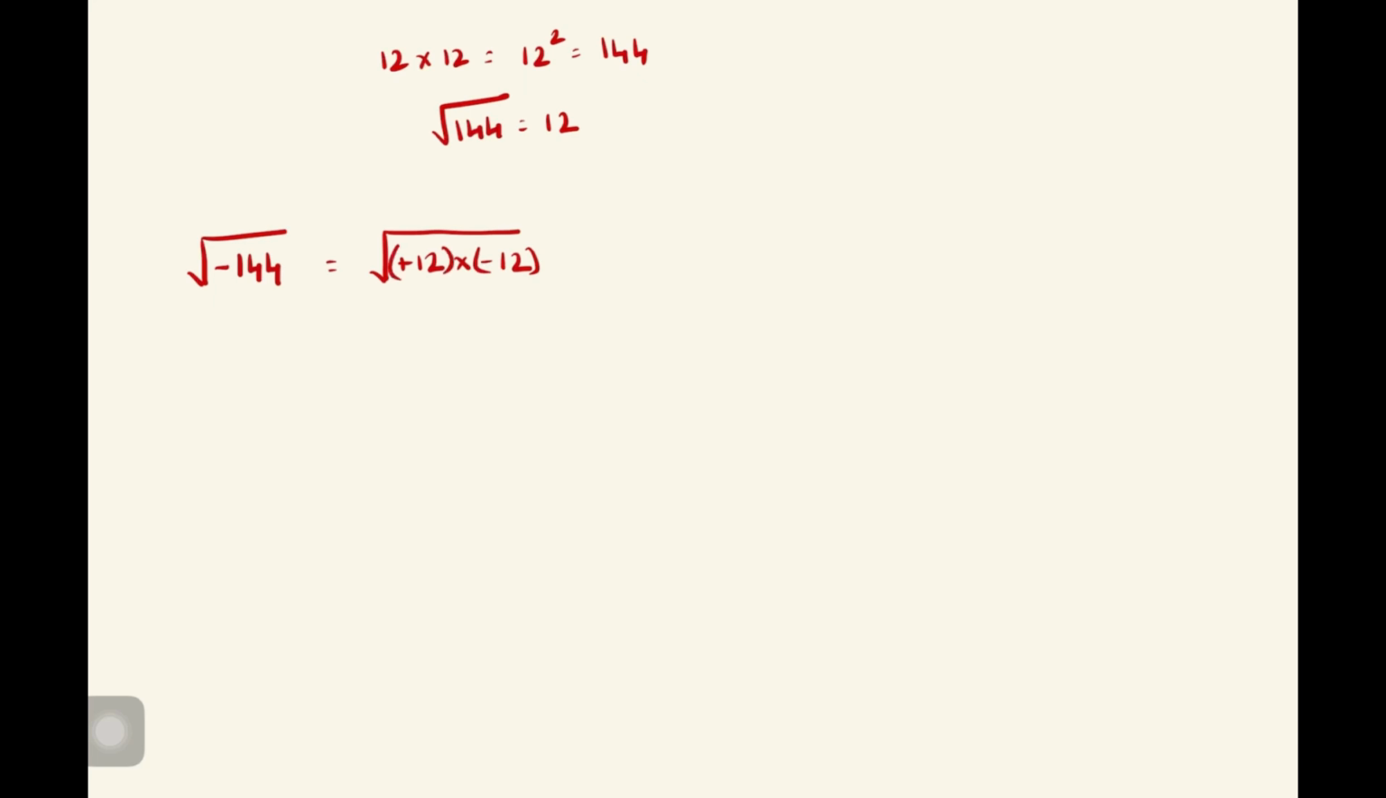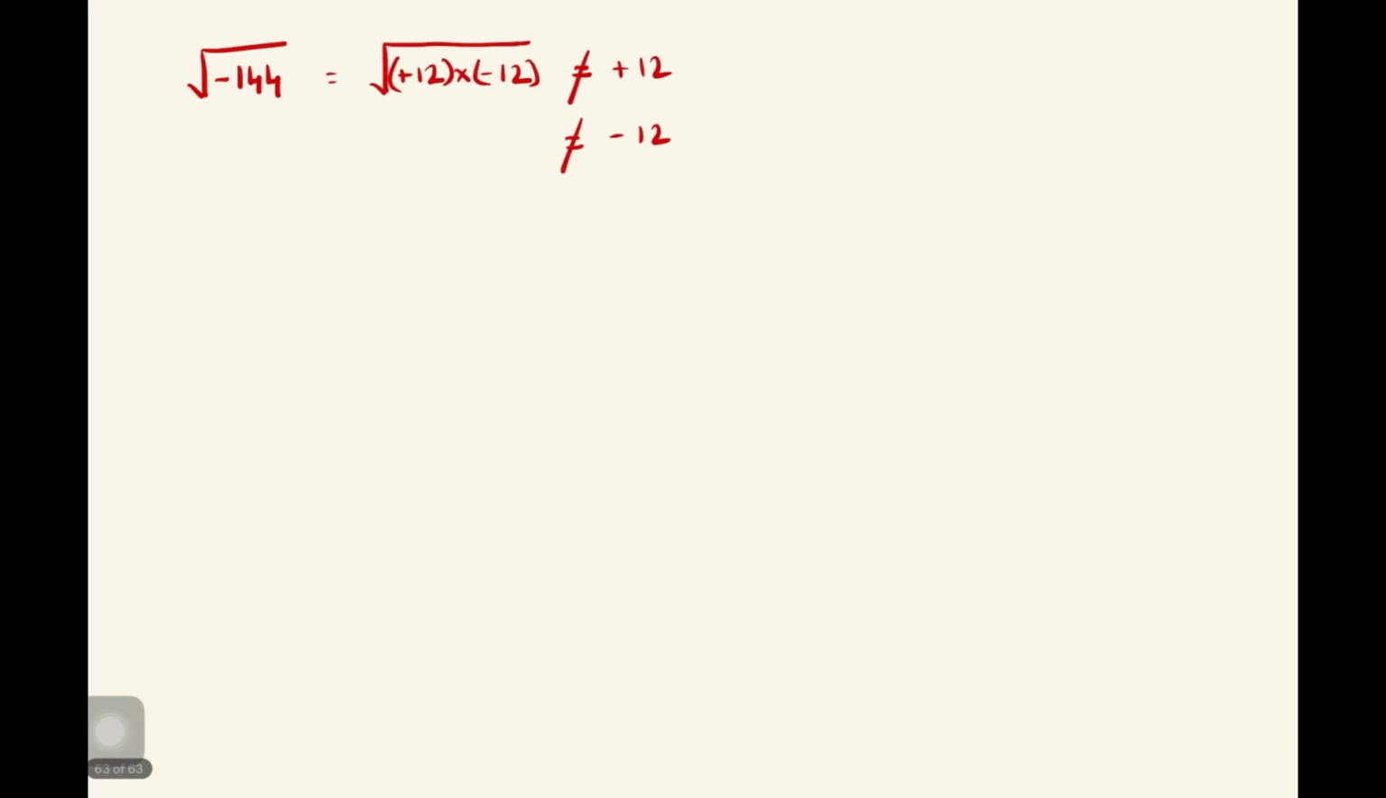Now the problem here is this can neither be written as plus 12 nor be written as minus 12, because as I said in the past, the condition is both numbers should be the same, and positive 12 and negative 12 are not the same numbers. What will we do here? There is a way to simplify this using complex numbers.